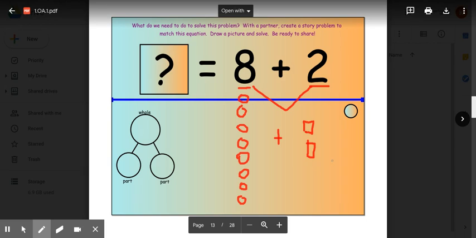To solve my problem, I am going to count all of my stickers together. 1, 2, 3, 4, 5, 6, 7, 8, 9, 10. Together they have 10 total stickers. Now that I have my equation, I can also fill in my number bond. My two parts are 8 and 2, and my whole number is 10. 10 minus 8 equals 2. 10 minus 2 equals 8, and when you add the two parts together, you get 10.